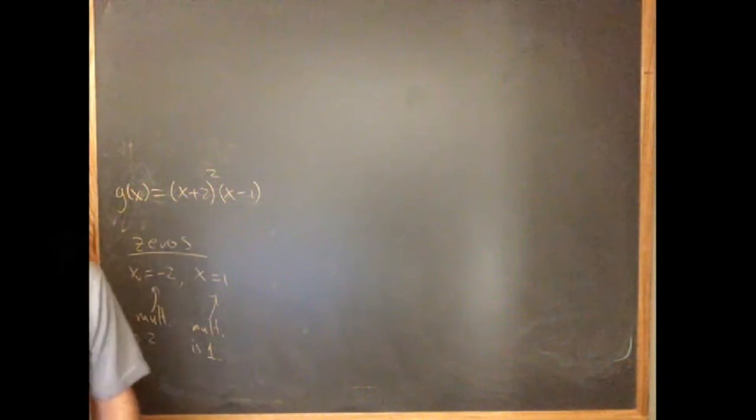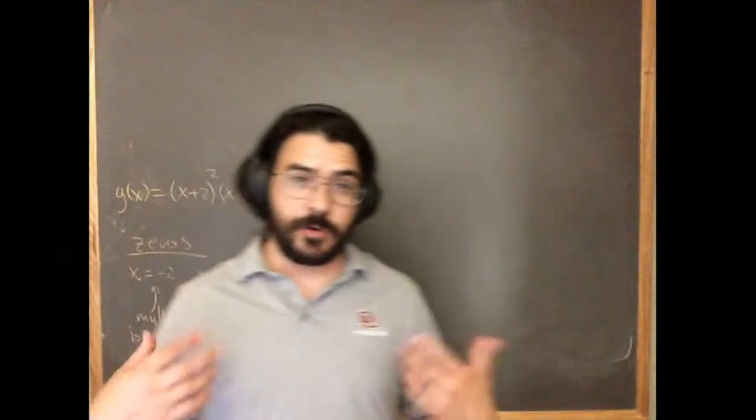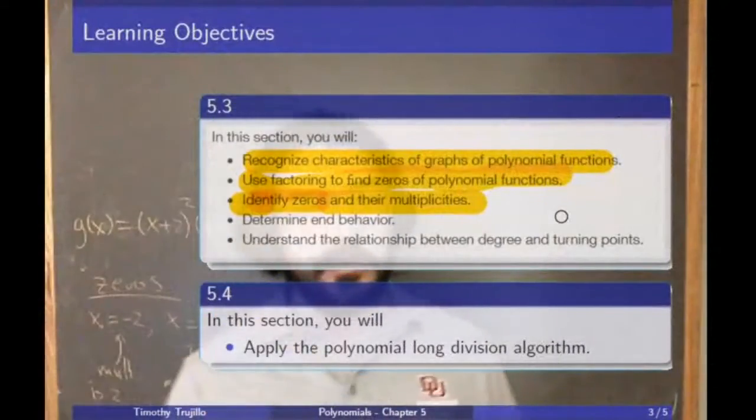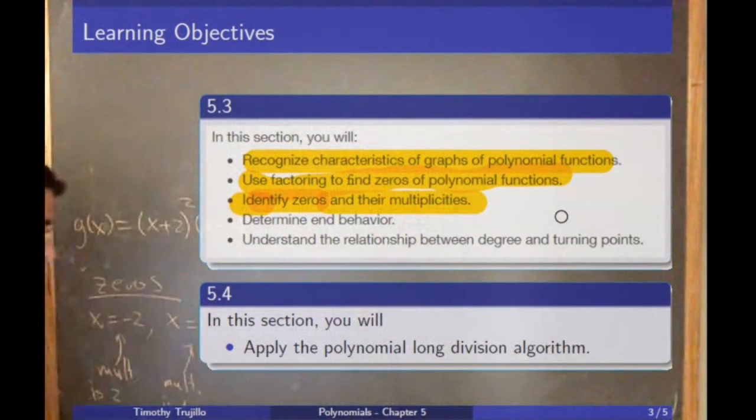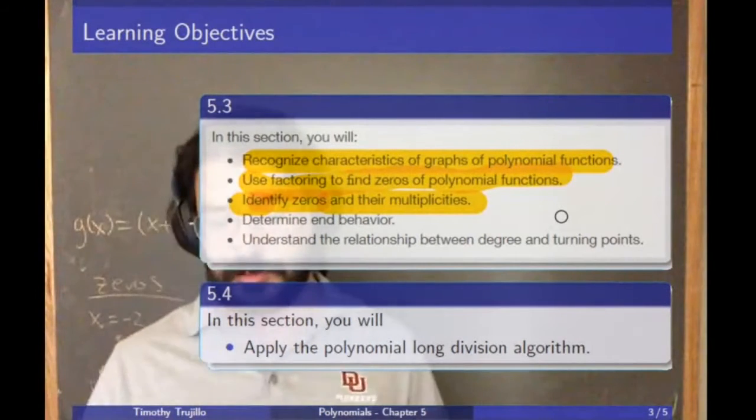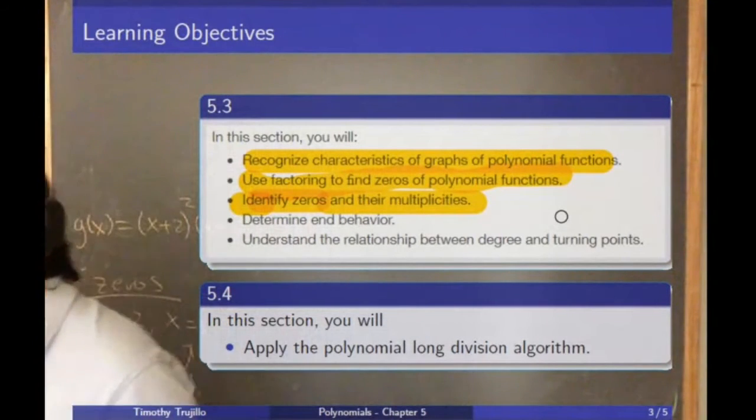Okay, so that's this idea of multiplicity. You can get it both from the graph itself and also right from the formula. The formula is a little more precise because it will tell you the actual multiplicity itself. The graph is only going to really tell you if the multiplicity is even or odd.